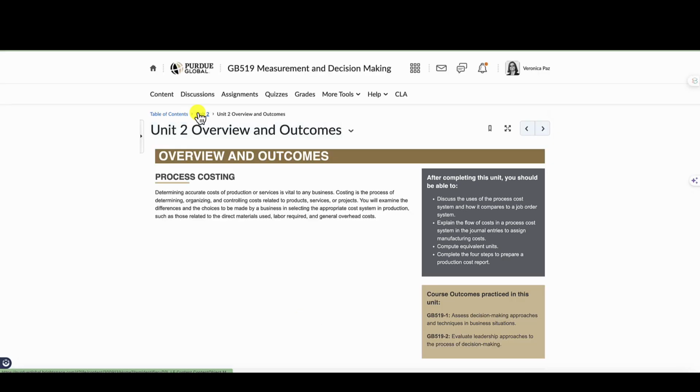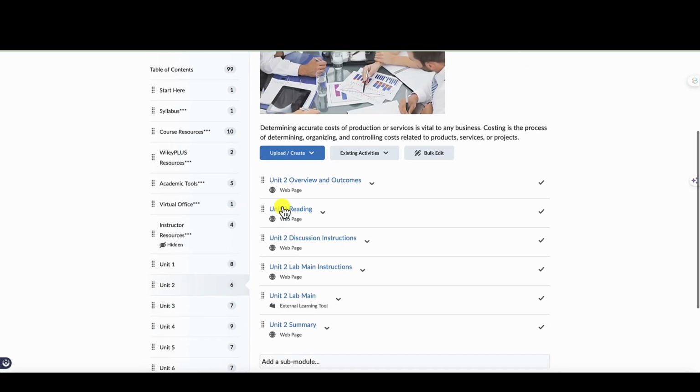After you complete this unit, you should be able to discuss the uses of process cost systems and how they compare to a job order costing system. You should be able to explain the flow of costs in a process cost system and the journal entries to assign those manufacturing costs. Additionally, you should be able to compute equivalent units and complete the 4 steps to prepare a production cost report. Then, continuing on with our Unit 2, we have the readings.